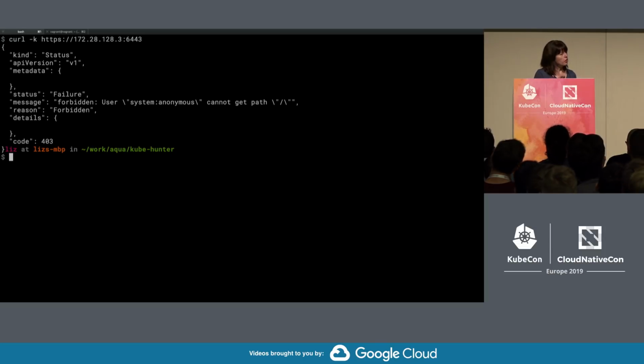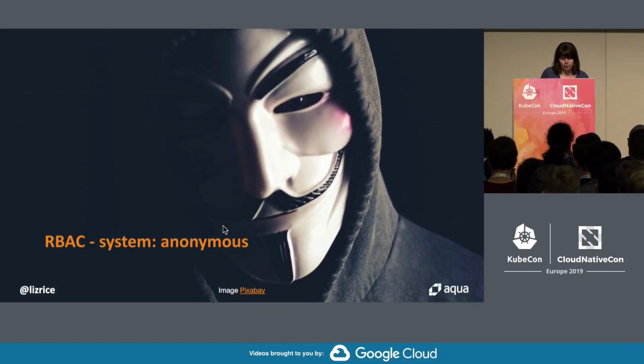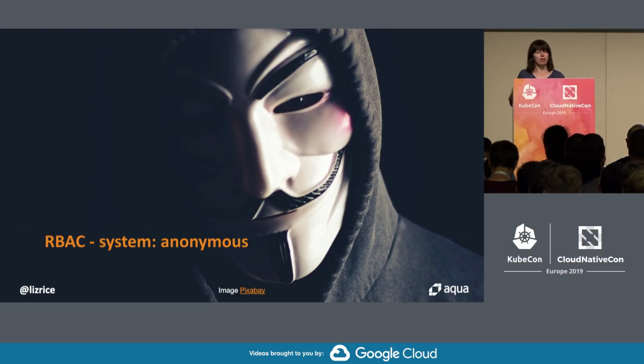OK, so on the secure port, this is the same cluster. I get a 403. I don't have the authorization to make that particular request. So when you make a request of the Kubernetes API server, if you don't identify yourself, it will be associated with this service account called System Anonymous. So that's a kind of identity for anonymous requests.